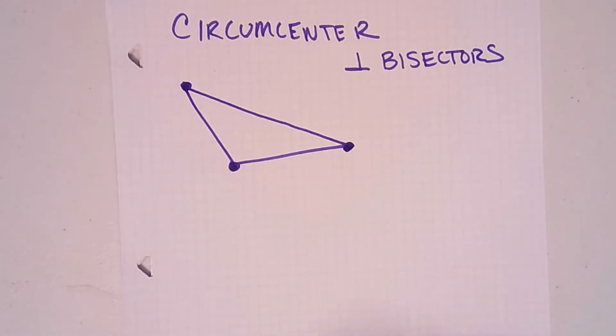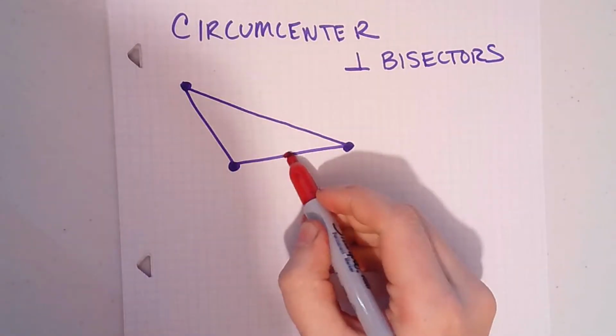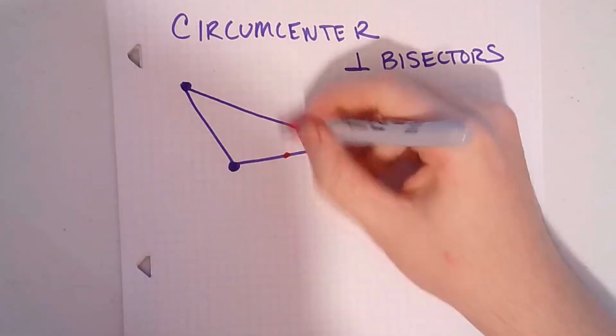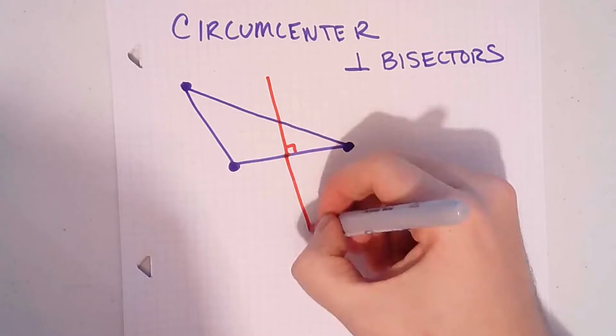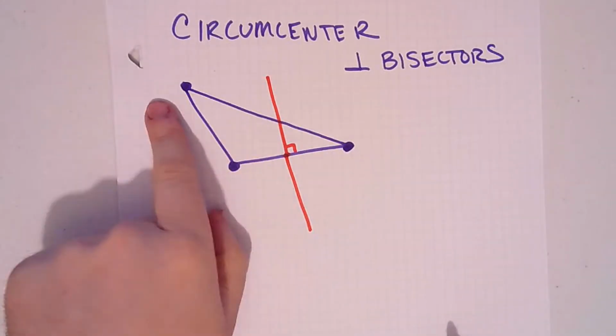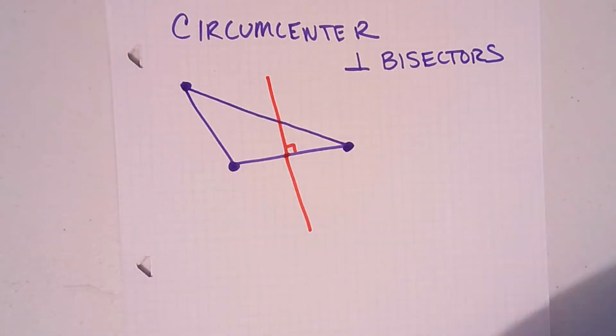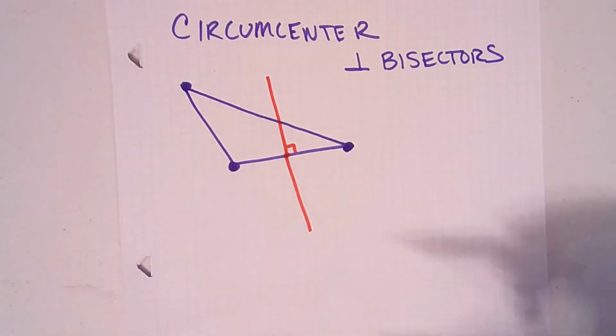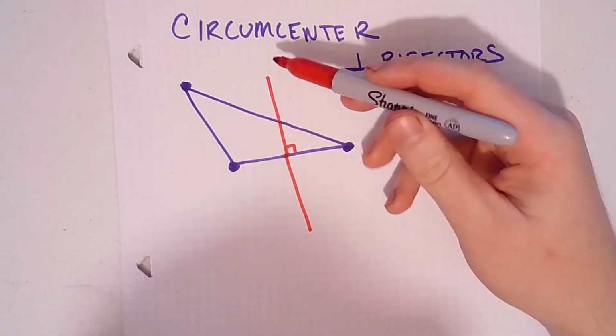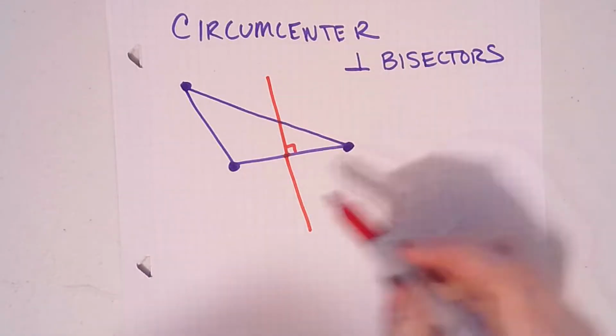If we were to take a side and find its halfway point, there's its midpoint right there, and then draw a line that goes off at a 90-degree angle from there, looking like that, and I'll extend that out. Notice it doesn't intersect with the vertices. That's the big difference between that and the Medicenter. The Medicenters always go from the midpoint to the vertice. Circumcenter often does not. It's just a line that leaves here at 90 degrees that goes through the midpoint of the side.